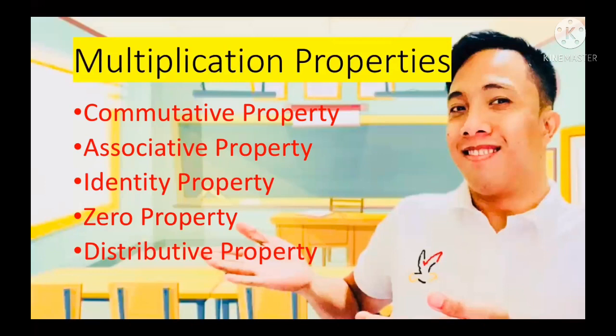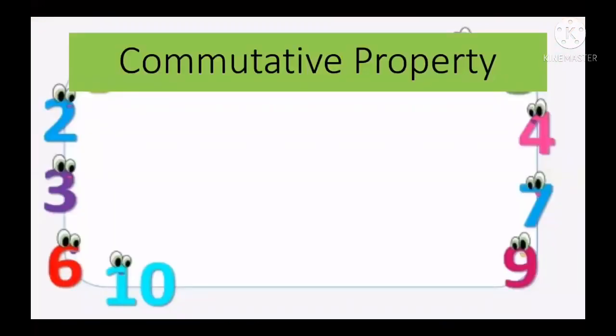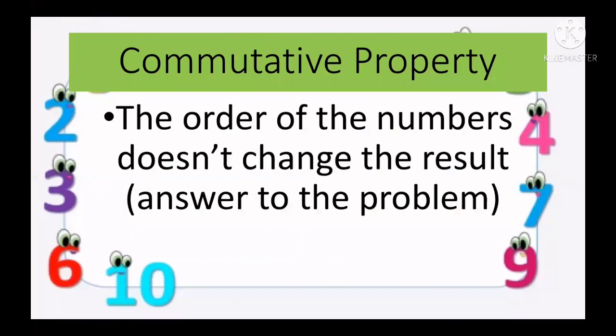Let's start with the commutative property. What is the meaning of this? It means that the order of the numbers doesn't change the answer. Again, commutative property, the order of the numbers doesn't change the result. For example, we have here P times Q equals Q times P. This is just a symbol.